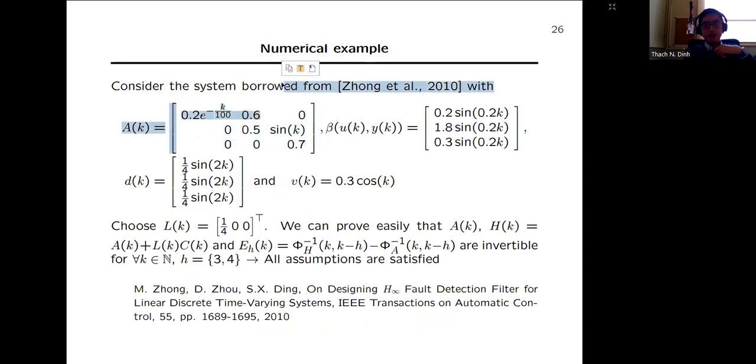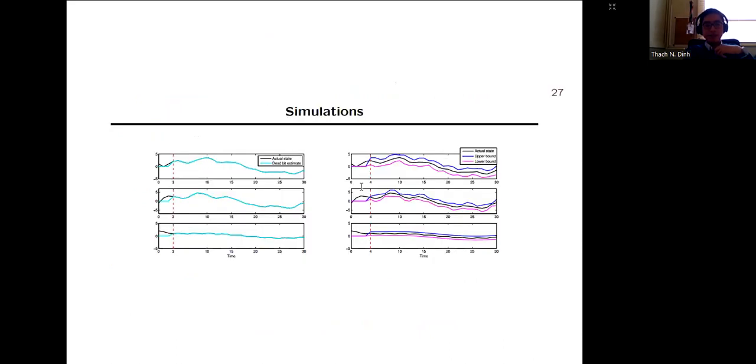Finally, I will give you an example. This example is borrowed from the paper of Ngoc and An in 2010. And those are discrete time varying systems. And we can plot three components of the state as follows. Here I choose some values of the first time, 3 and 4, and we can obtain the exact estimate or the interval estimate after a first time which can be selected.